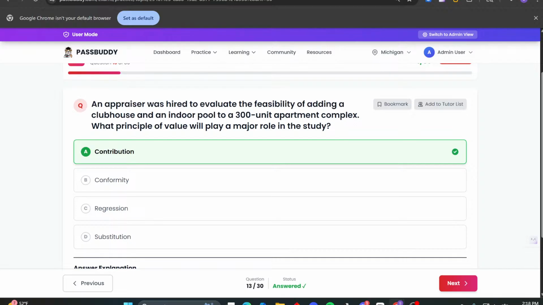So conformity basically means when all things are in harmony with one another, you'll see the highest and best price, right? You'll see the highest price that you can get for it. And let me give you an example again, using things other than real estate, okay?